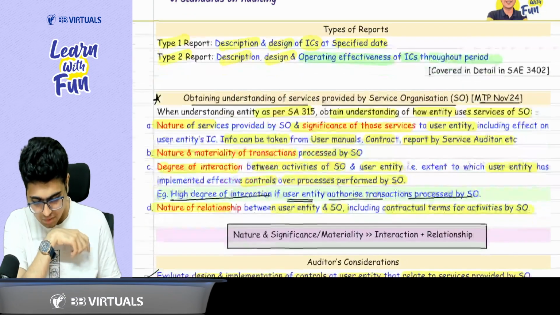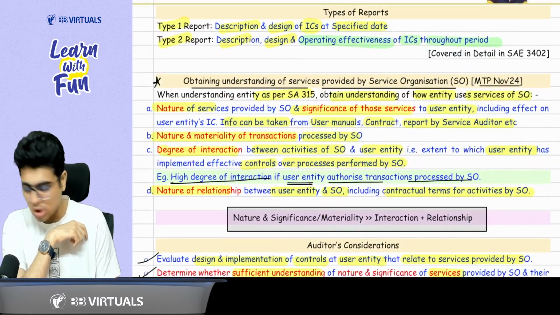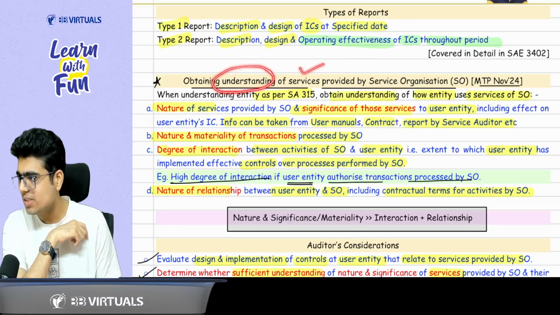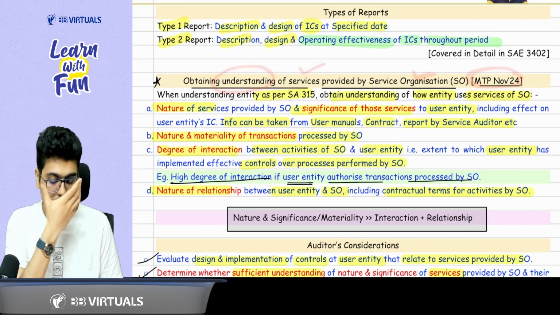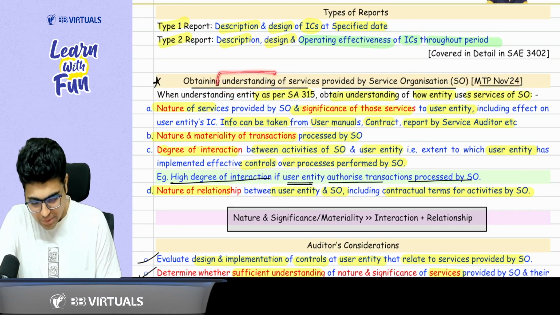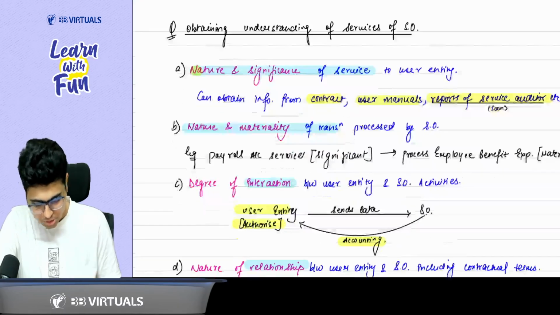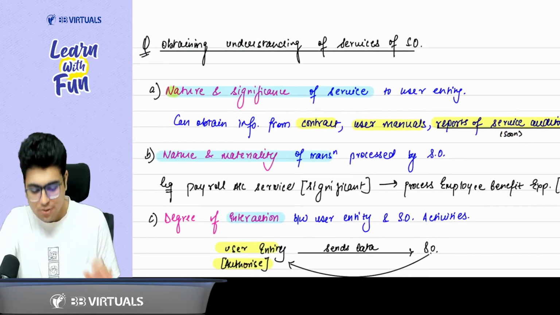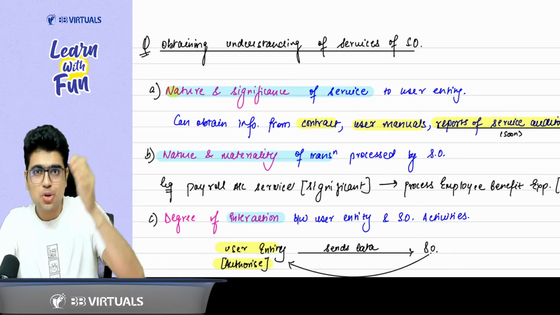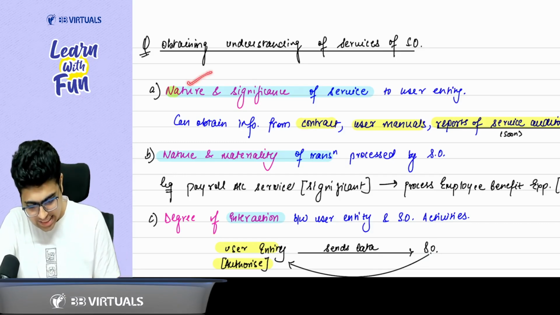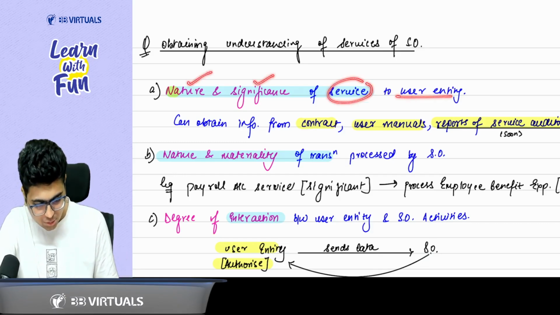Okay, sir. Now, sir, comes the next topic, obtaining the understanding of the services provided by the service organization, asked in MTP November 24. How do we obtain this understanding? Please come to your board notes. Okay, sir. So first of all, you understand what are the services provided by the service organization to the user entity. Nature and significance of the services provided to user entity.